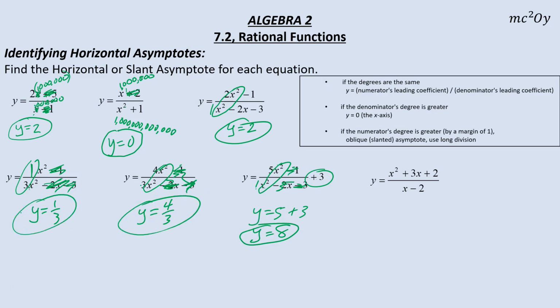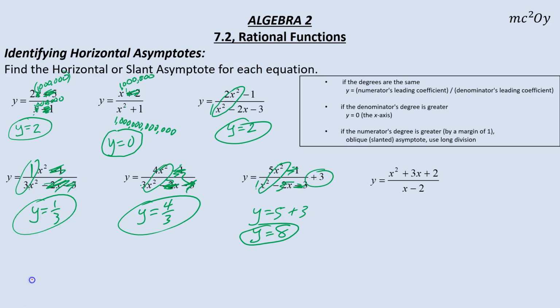And this last one, notice the degree is bigger on top. Well, if the numerator's degree is greater by a margin of 1, it's an oblique or slanted asymptote. So it says use polynomial long division. Let me show you how all this works here.